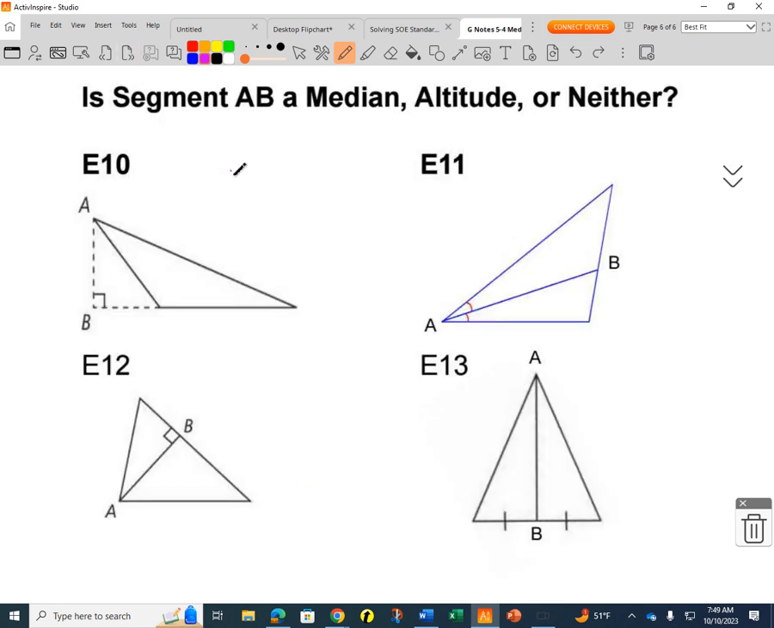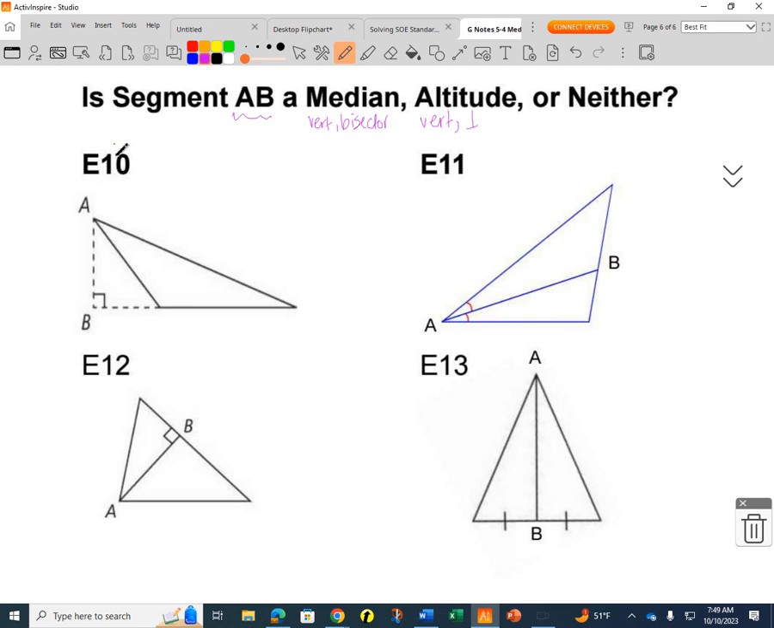Alright, is segment AB a median, an altitude, or neither? So remember, the median has to come from a vertex, and it has to be a bisector. And an altitude has to come from a vertex and has to be perpendicular to the other side. So let's see what we got. Example 10 is AB, so we're always looking for AB.